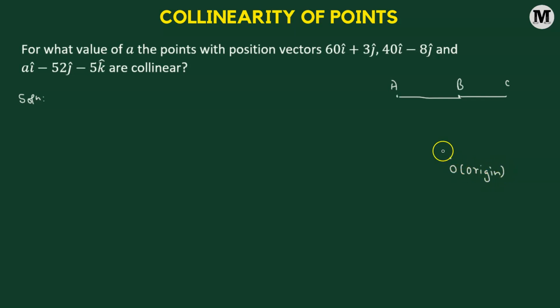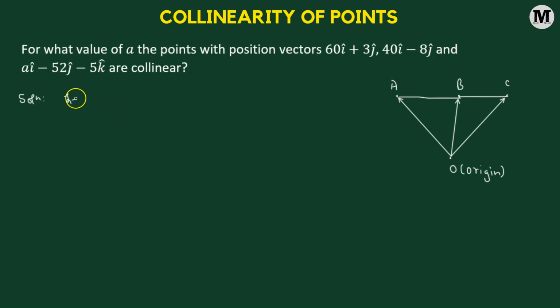Now, with respect to this origin O, we're going to define the position vectors of point A, point B, and point C. All we have to do is join point O and A with the help of a directed line segment. Similarly, we can join OB and OC with directed line segments.